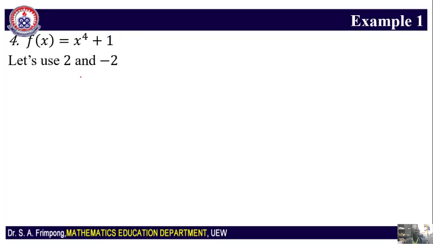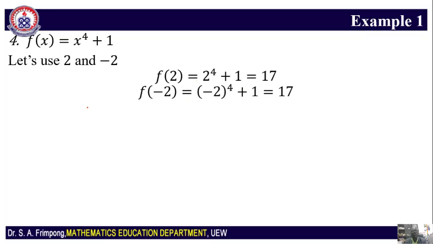The last one here, if you put the 2 and the negative 2 in there, you realize you get f of 2 to be 17, f of negative 2 is 17. So I can say that f of negative x is equal to f of x, and so the function is even.